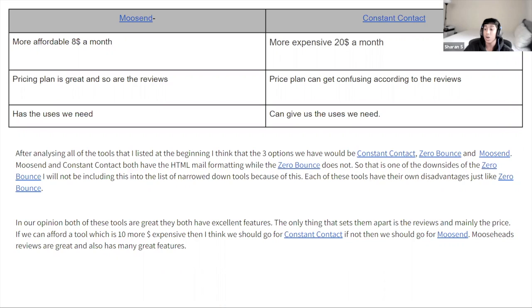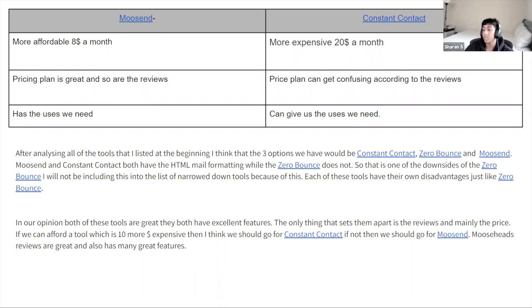After analyzing all of the tools that I listed in the beginning, I think that the three options we would have would be Constant Contact, Zero Bounce, and MooseSend. MooseSend and Constant Contact both have HTML email formatting, while Zero Bounce does not. So that is one of the downsides of Zero Bounce. In our opinion, Constant Contact and MooseSend are both excellent tools with great features.